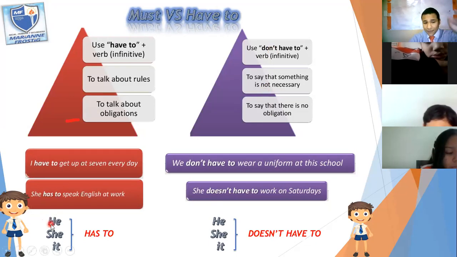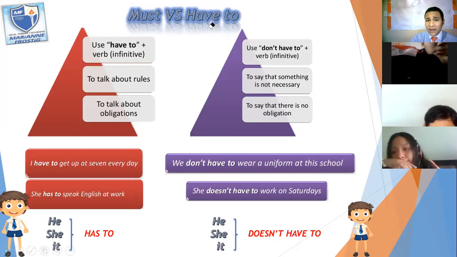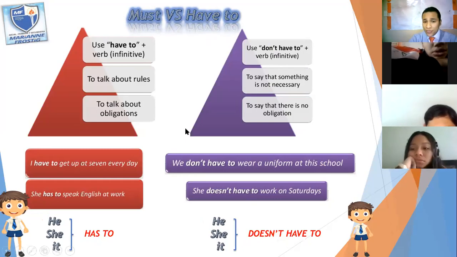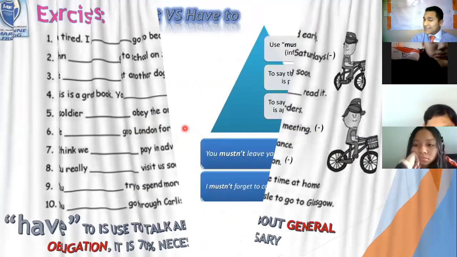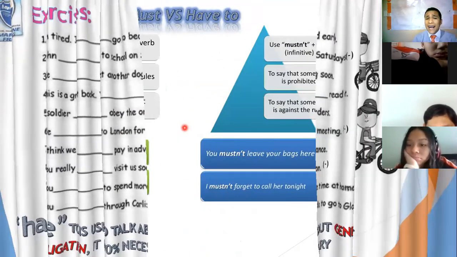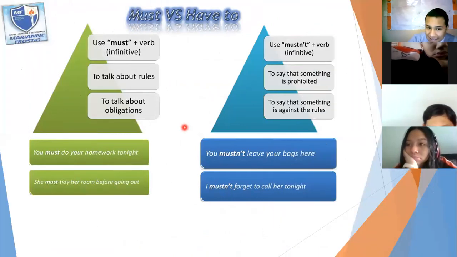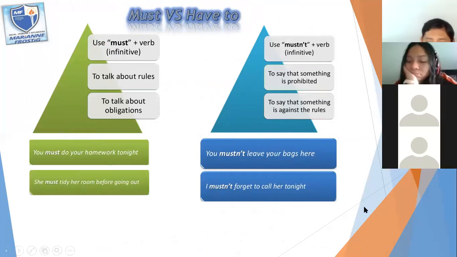Okay? So, don't have to, it's not necessary. Remember, he, she, and it has to. He, she, and it in negative doesn't have to. Okay, guys? Excellent. So, let's continue to the next PowerPoint. Okay? Let's see. Now, we have must. Okay, must. Listen, guys. Melina, Mauricio, Stephanie, Anaelis, and Iris.